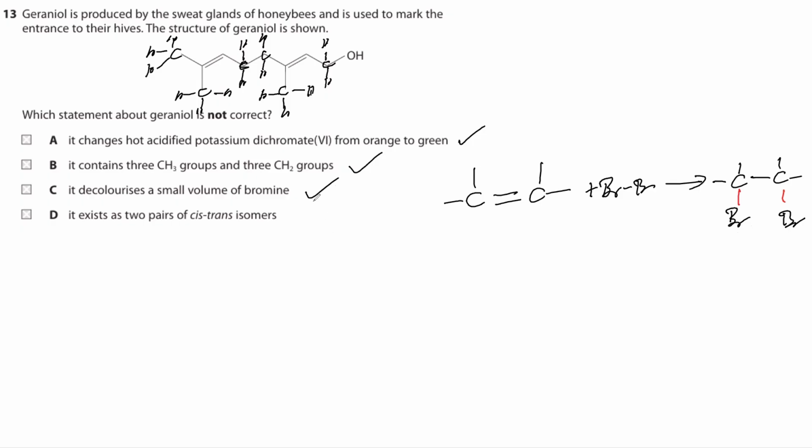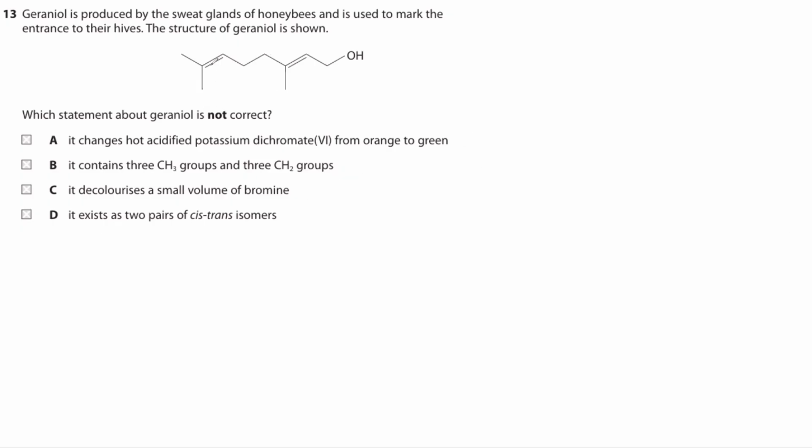If A is a correct statement, B is a correct statement, C is a correct statement, our answer for question number 13 is D. It exists as 2 pairs of cis-trans isomerism. I don't think that is the correct answer. If you want to, we can say it. Here obviously it can't show cis-trans isomerism. Why? Because this is a CH3 group, this is a CH2 group.